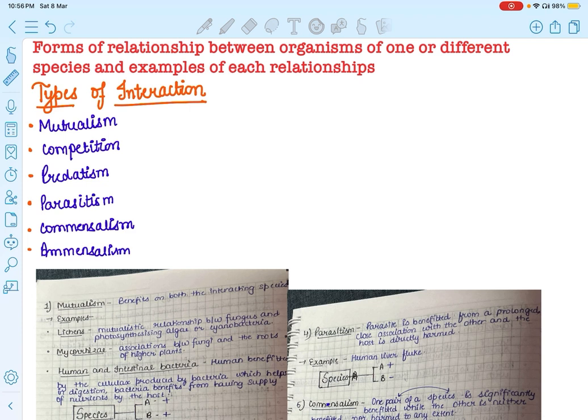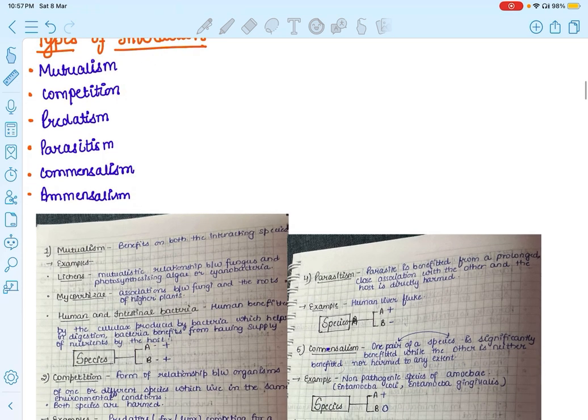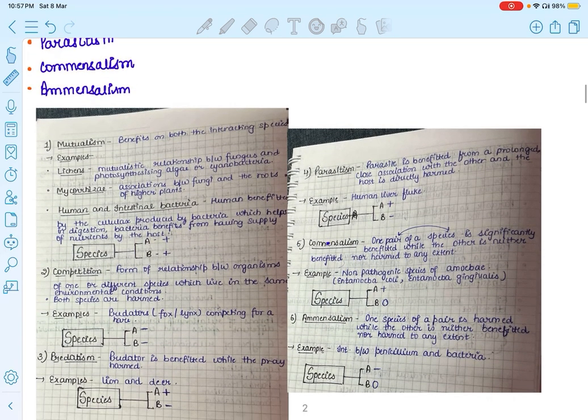So there are types of interaction between the species: mutualism, competition, predation, parasitism, commensalism, and amensalism. So let's discuss them one by one. Mutualism is a symbiotic relationship. Symbiotic means in association. Symbiotic relationship between one or two interacting species which benefits both the interacting species.